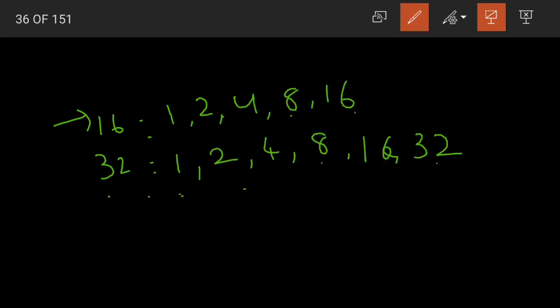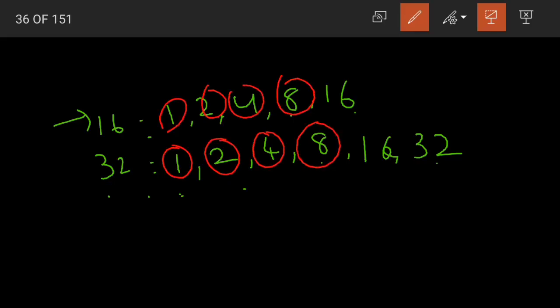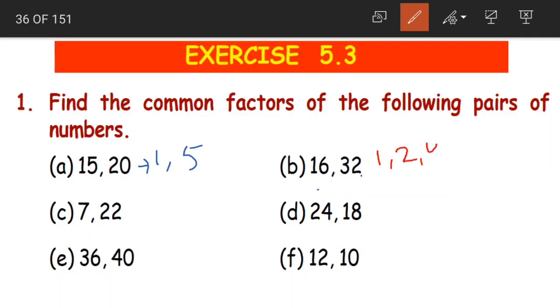Now what are the common ones here? 1, 2, 4, 8 and 16. Wow, so many common factors. Yes. So what are the common factors? 1, 2, 4, 8 and 16 are the common factors for 16 and 32.